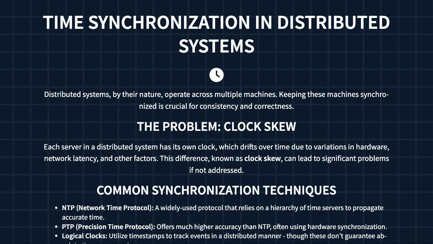For super precise timing, there's PTP, the Precision Time Protocol, that can often use special hardware. And then there are logical clocks. These help us track events across different computers without necessarily agreeing on an exact moment in time. The key things to remember when choosing a method are accuracy: how precise does it need to be? Latency: how long does it take for the changes to propagate? And fault tolerance, meaning what happens if one of those timekeepers goes down.